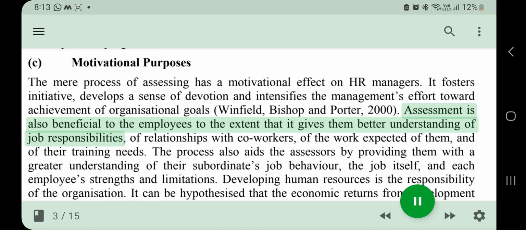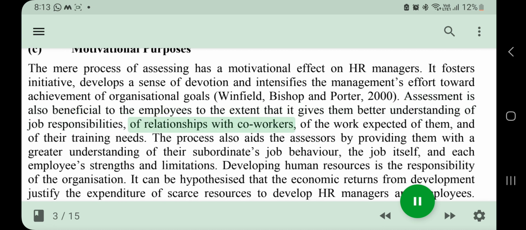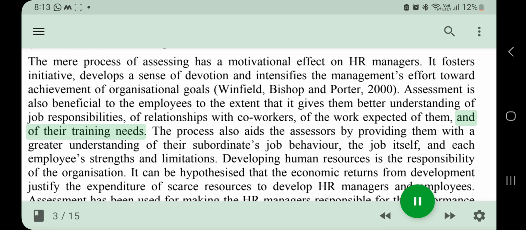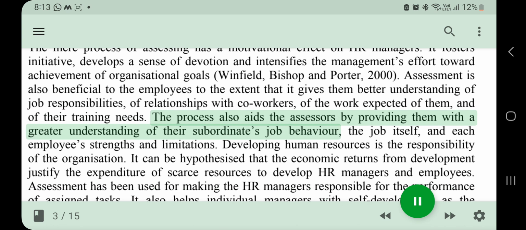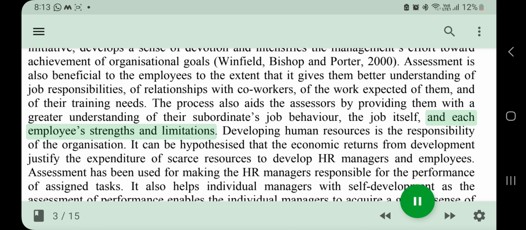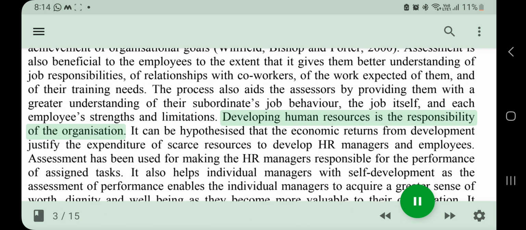Assessment is also beneficial to the employees to the extent that it gives them better understanding of job responsibilities, of relationships with coworkers, of the work expected of them, and of their training needs. The process also aids the assessors by providing them with a greater understanding of their subordinates' job behavior, the job itself, and each employee's strengths and limitations. Developing human resources is the responsibility of the organization.